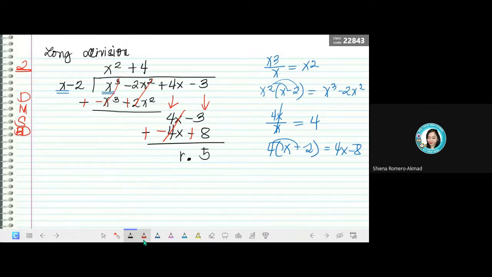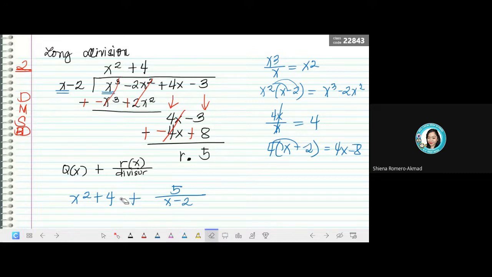Okay, let me write the answer. Pag sinulat ko po yung answer, magiging answer natin should be yung quotient natin. Yan ang representation for quotient. Plus, yung remainder divided by the divisor. Okay? Ganyan po yung itsura ng magiging answer natin kasi may remainder na tayo. So, what will be our answer? Yung quotient, which is x squared plus 4 plus divisor, which is x minus 2, and yung numerator niya is 5.